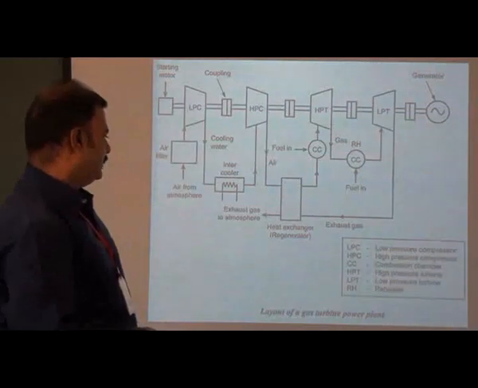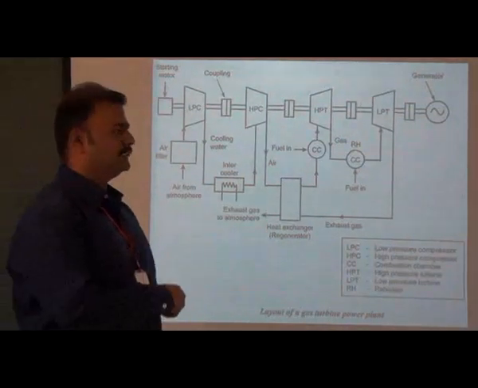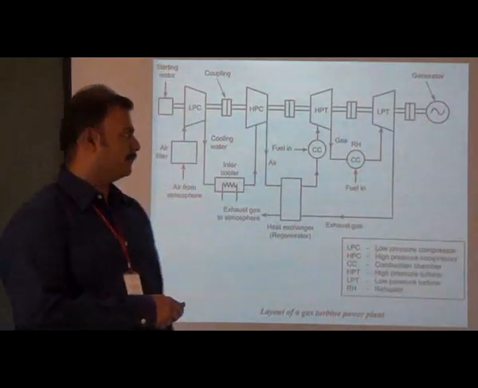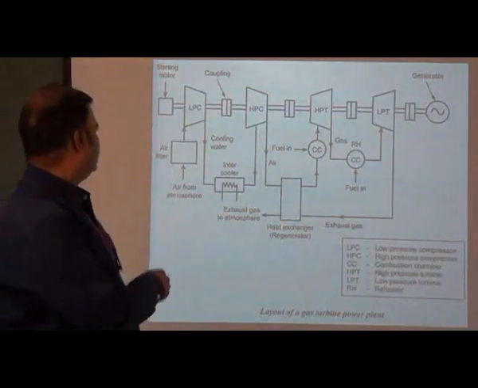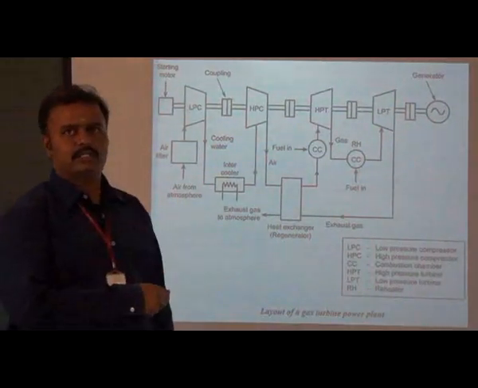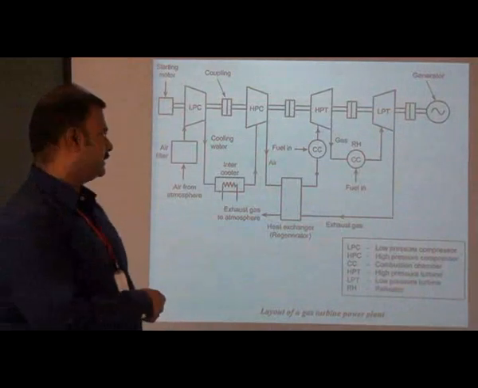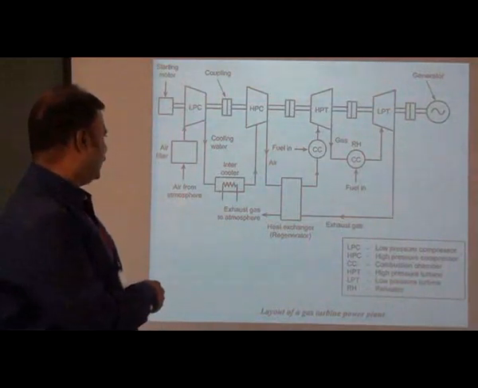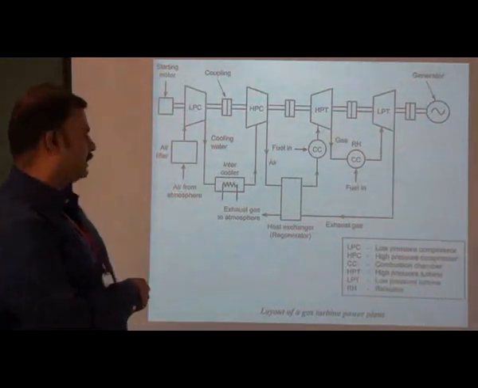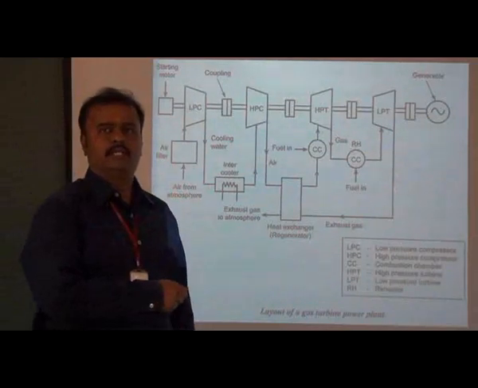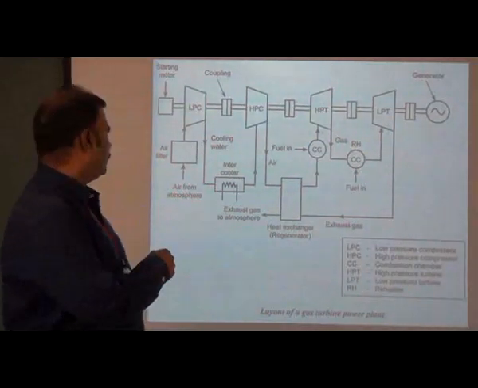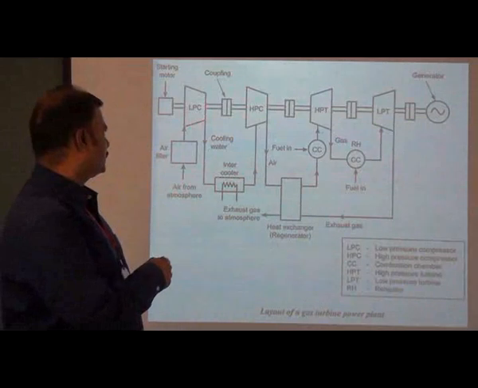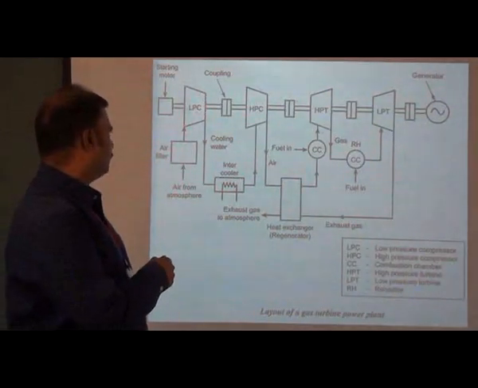Now let me show the layout of a gas turbine power plant. This is a complete layout of a gas turbine power plant. Initially, this is a starting motor, since we want to start the machine running for some time. The air from the atmosphere passes through the air filter to remove unwanted materials, and then passes through the low pressure compressor, where the air is pressurized to increase its pressure.